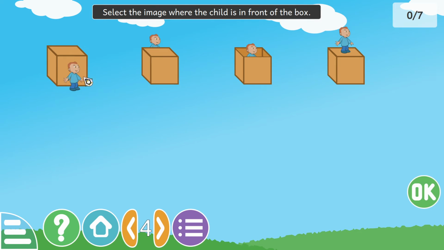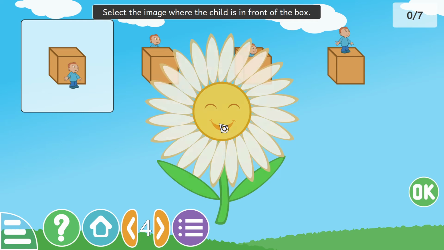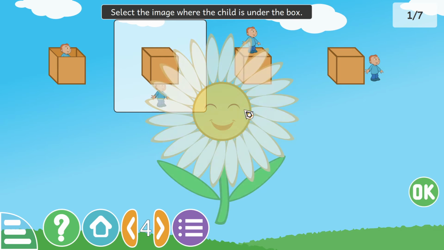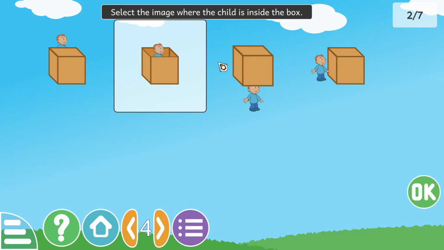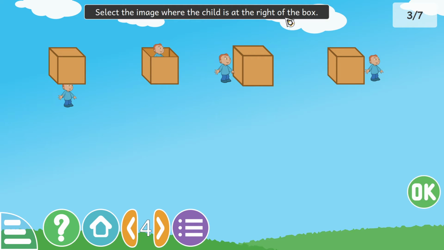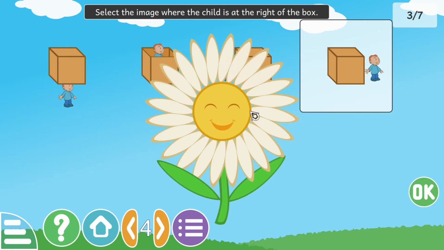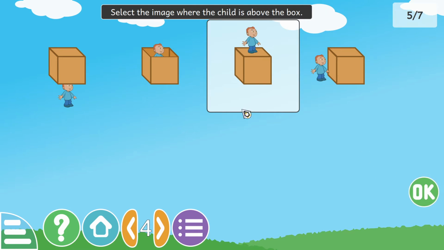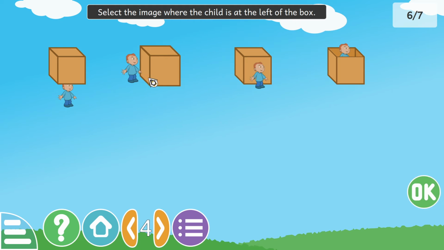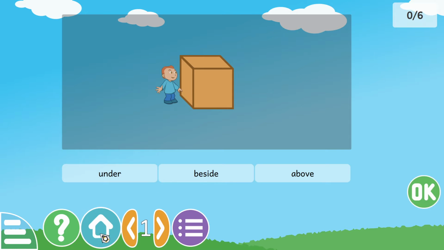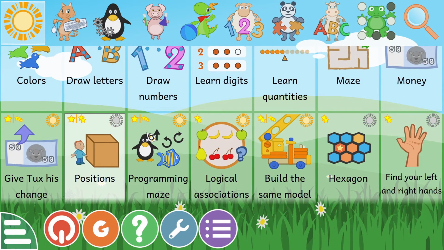Select the image where the child is in front of the box. So that one there. The child is under the box. Where they're inside the box. Where the child is at the right of the box. The child is behind, so we can't see the bottom part of them. The child is above. They're standing entirely on top of it. The child is to the left of the box. And now we're back to the beginning. So that finishes off the positions part of it.